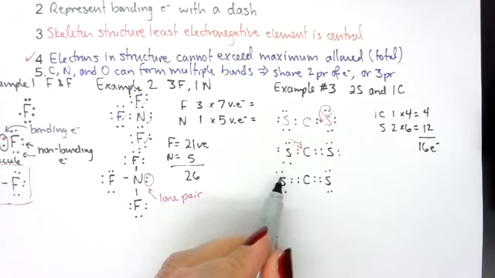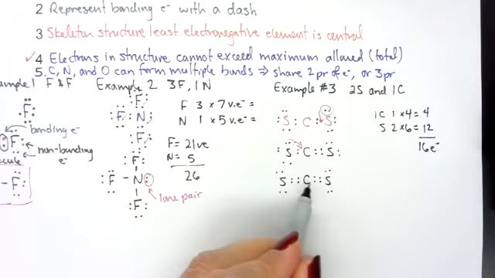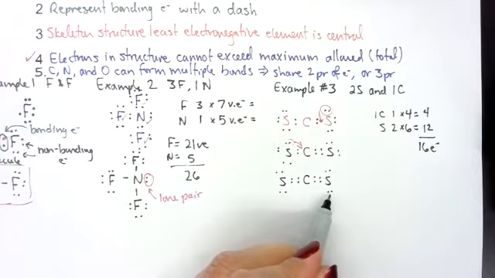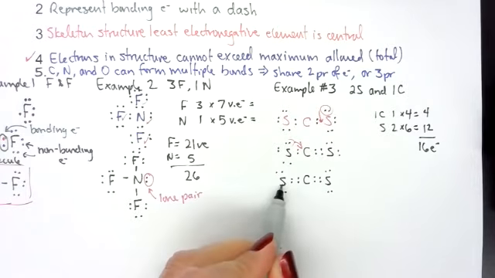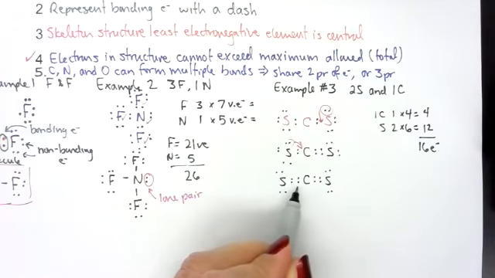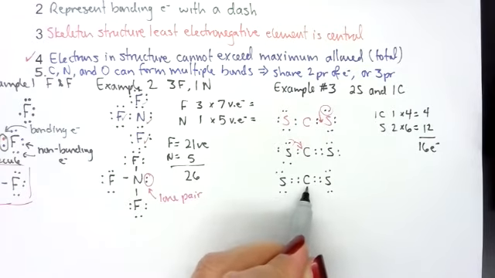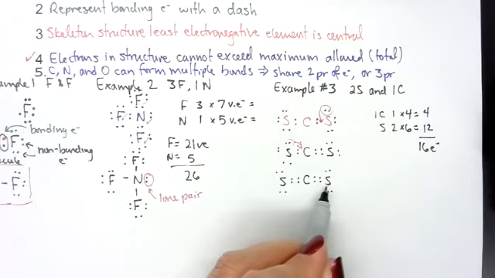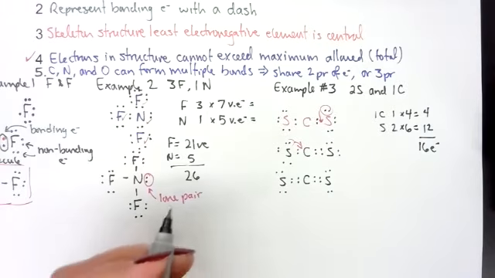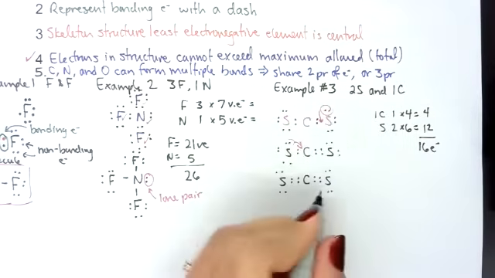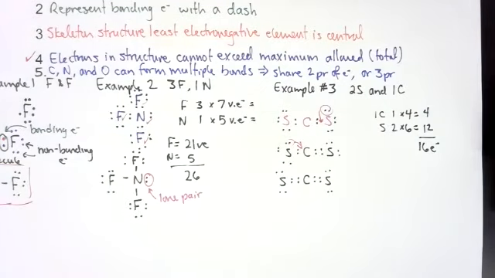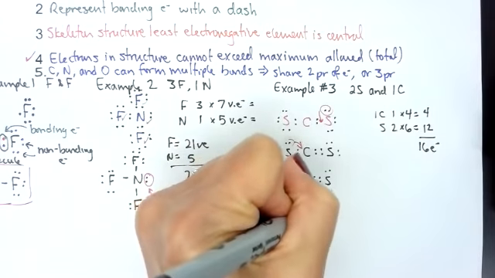So do I have 16 electrons? 2, 4, 6, 8, 10, 12, 14, 16. Yes. Does this have 8 electrons? 2, 4, 6, 8. Yes. How about this one? 2, 4, 6, 8. Yes. And carbon now has 2, 4, 6, 8. So my final structure, when I replace my bonding electrons with dashes, looks like this.